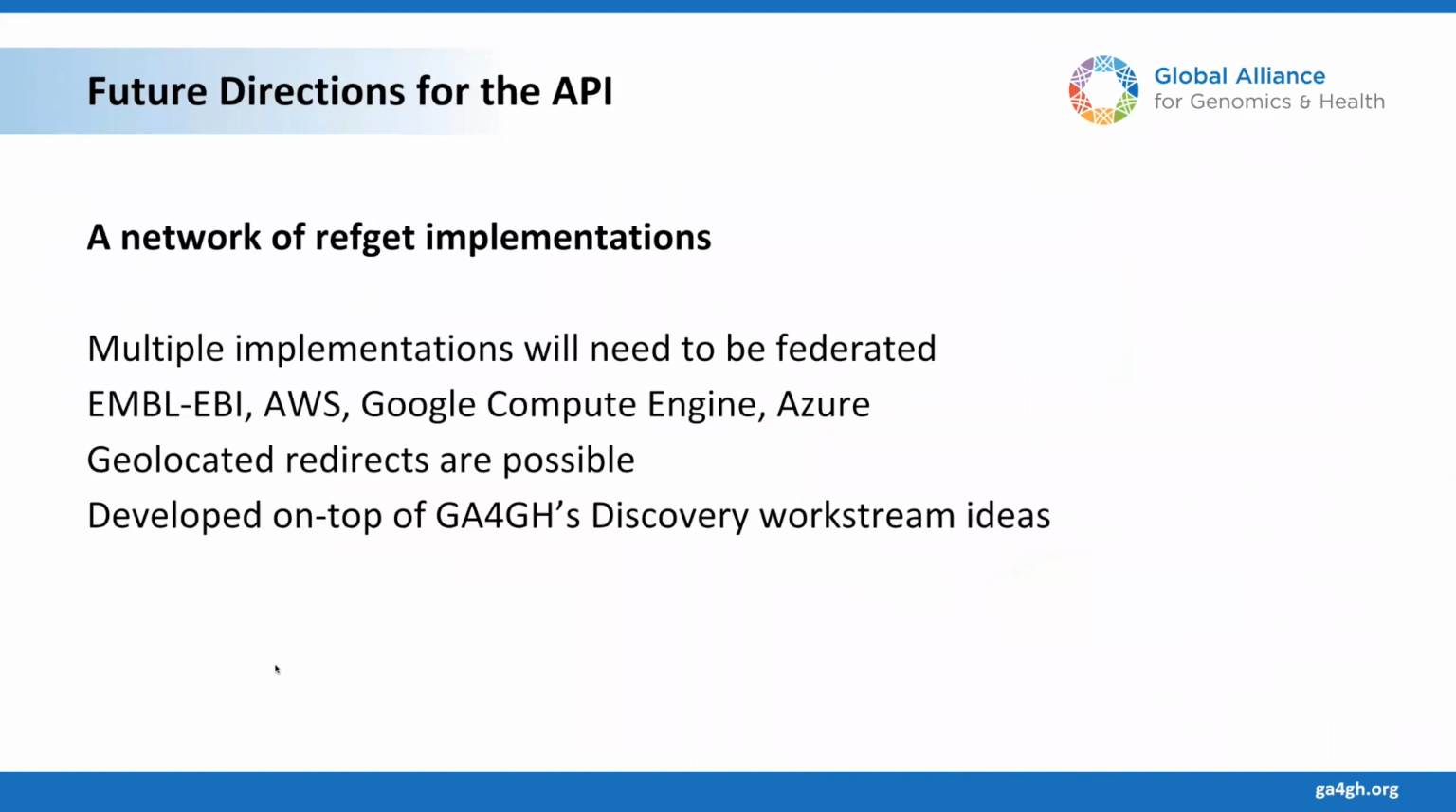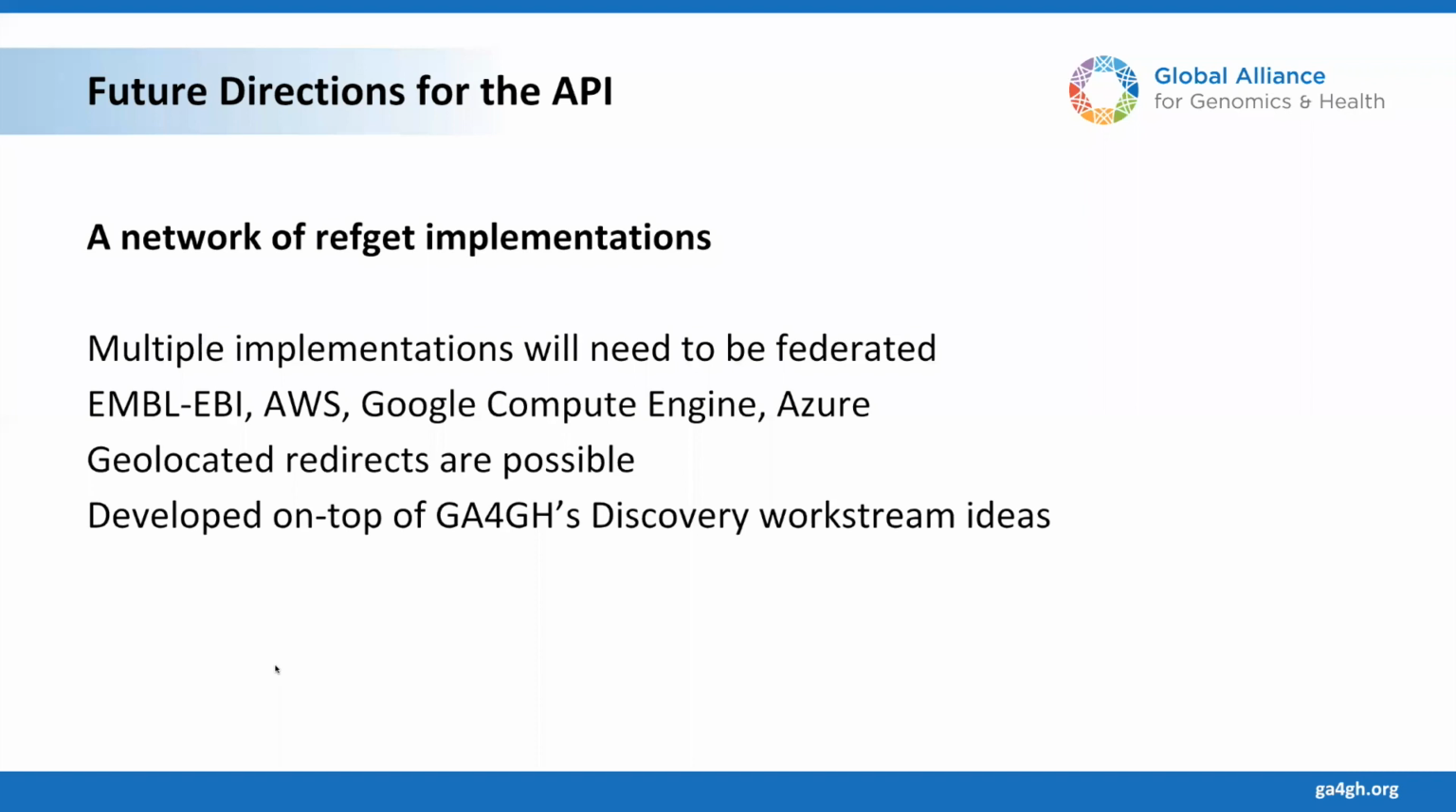Now, one of the problems once we deploy to the cloud is how do we actually know which implementation of Refget to redirect someone to? So there is a question here about federating each of these different deployments. Within the different EMBL-EBI, AWS, Google Compute, and Azure proposed deployments of this, each of these different deployments will effectively be equivalent to each other.